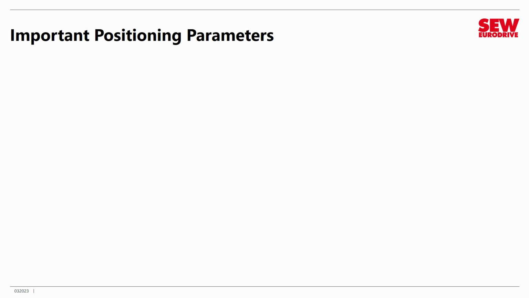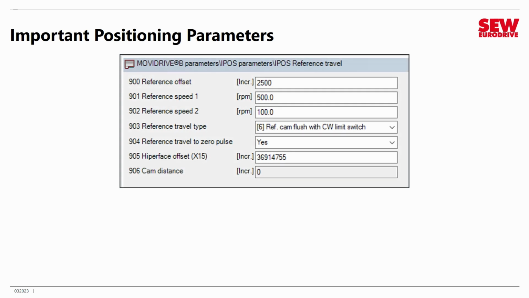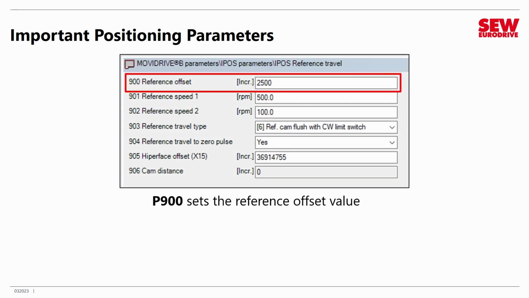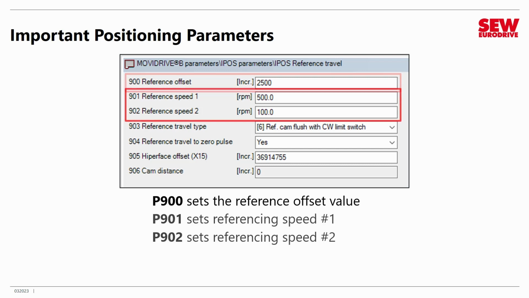Now let's look at the parameter tree in the Movi Drive B, because there are a number of parameters that are important for positioning. We're going to start with the reference offset. It's in parameter P900, so that's where you program your reference. Don't forget the sign. If it's negative, be sure to put a minus sign in. Here are our two referencing speeds, speed 1 and 2. So we usually set these to somewhat slower speeds for more accurate referencing.